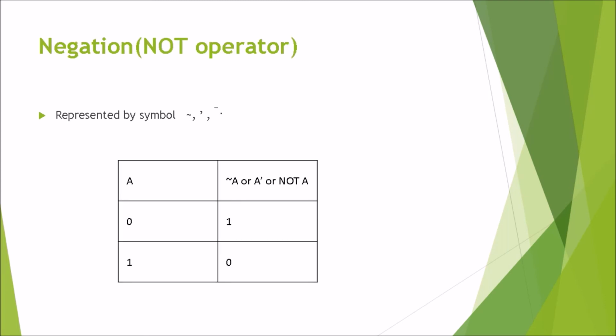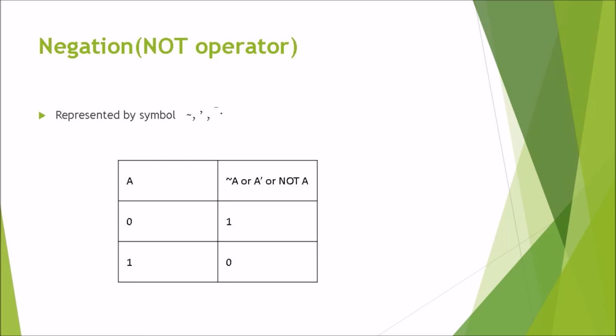Next is negation, the NOT operator. Students, technically it is not a connective. Reason? Because it is a unary operator that takes only one proposition at a time and gives only the opposite truth value of that proposition. In the truth table you can see if A is 0, it is giving you 1. If A is 1, it is giving you 0. So these are the 5 connectives available in Boolean algebra.